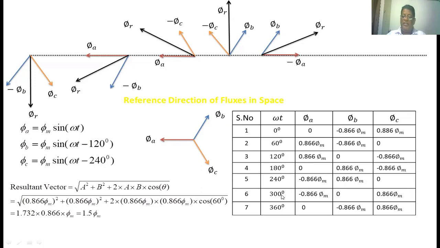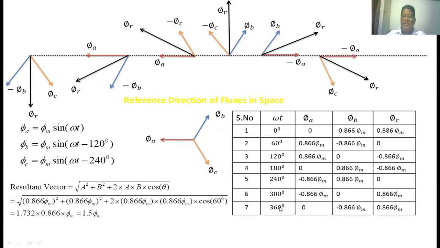At 300 degrees, you repeat the same calculation. Phi a becomes minus 0.866 phi m. The flux coming from the phase B becomes 0. The flux coming from the phase C becomes 0.866 phi m. So we have to reverse the phi a flux to find the resultant of these two. Because this value becomes 0, as we have shown here, we are getting the resultant flux.